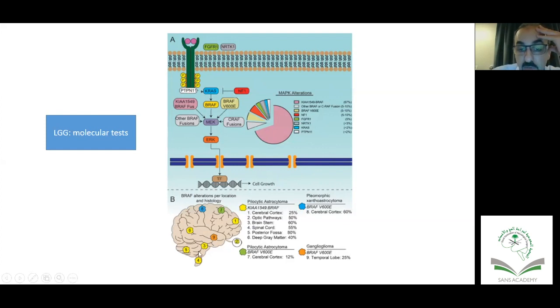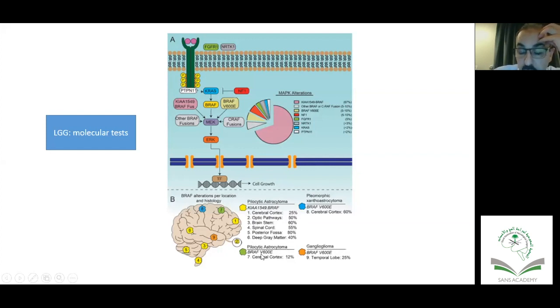And you can see here different locations of pilocytic astrocytoma. The fusion mutation, they found it in the cerebellar type pilocytic 25%. In the optic pathway, as I mentioned, 40%. Here in this study, 50%. Brainstem pilocytic 60%. This is good because you can give targeted therapy if you cannot resect the tumor. Spinal cord, 55% pilocytic, they have the fusion. Posterior fossa, 80%. Deep gray matter like thalamus, 40%.